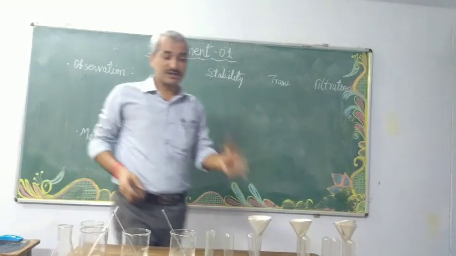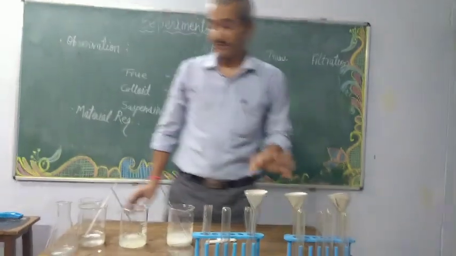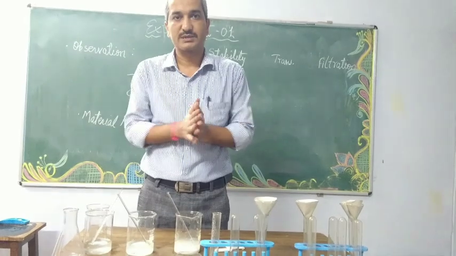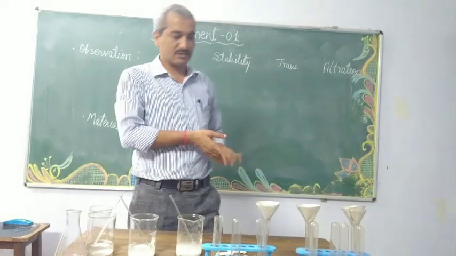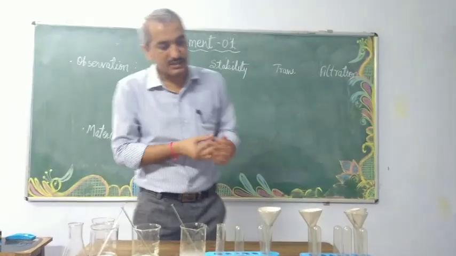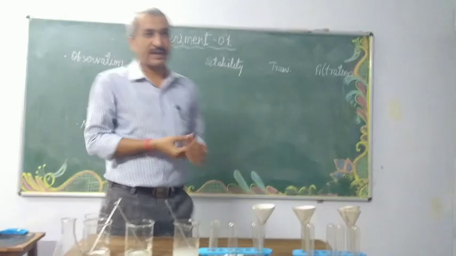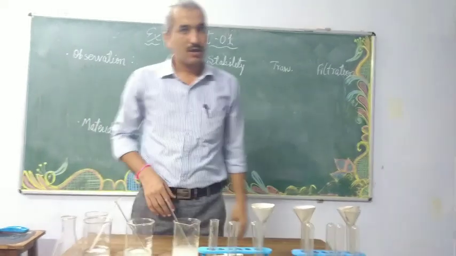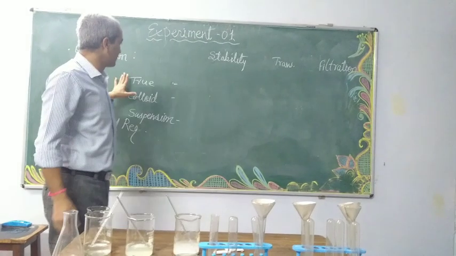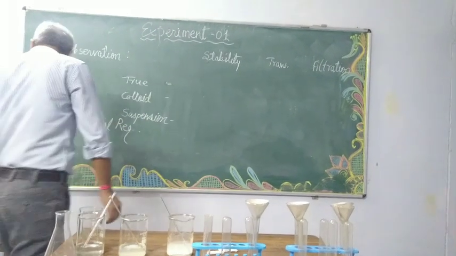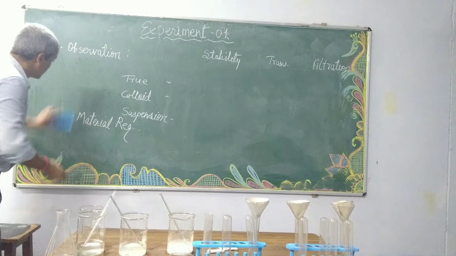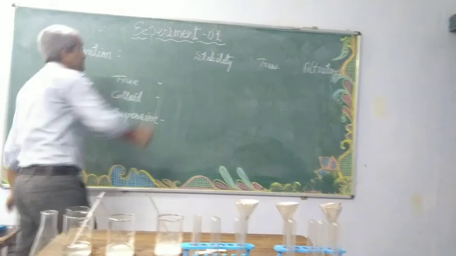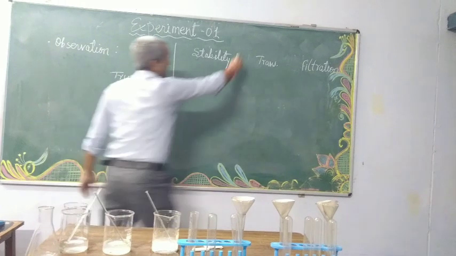After the material required, you have to write the procedure: how will you prepare the solutions? After preparing the solutions, you will have to conduct the experiment and write the observations in the observation table. The observation table will be formed like this. We have discussed the material required earlier, and this is our observation table.